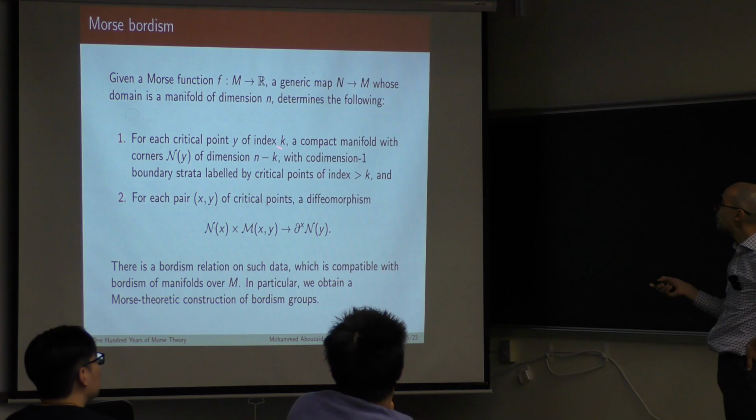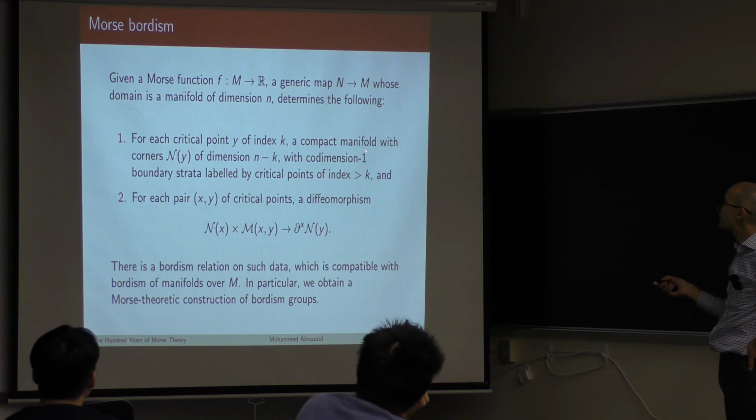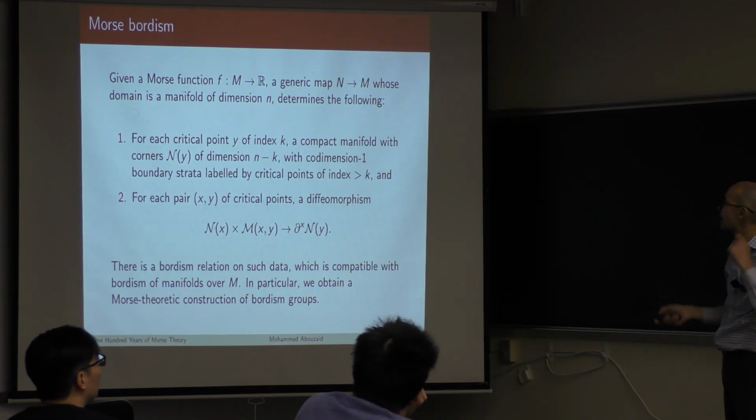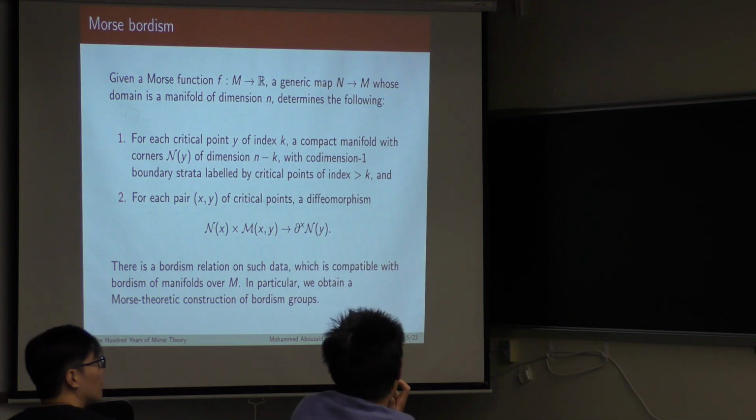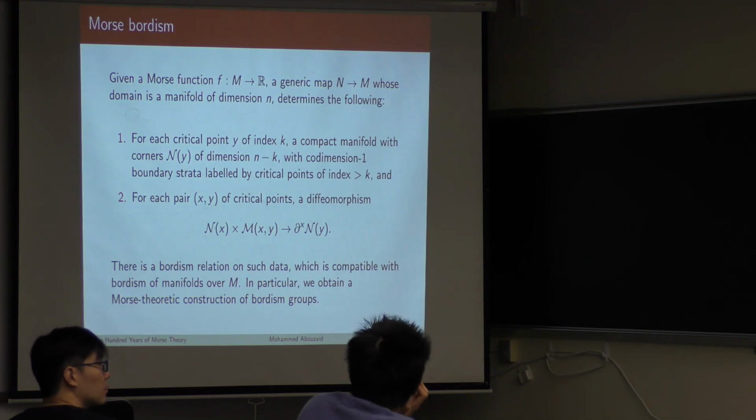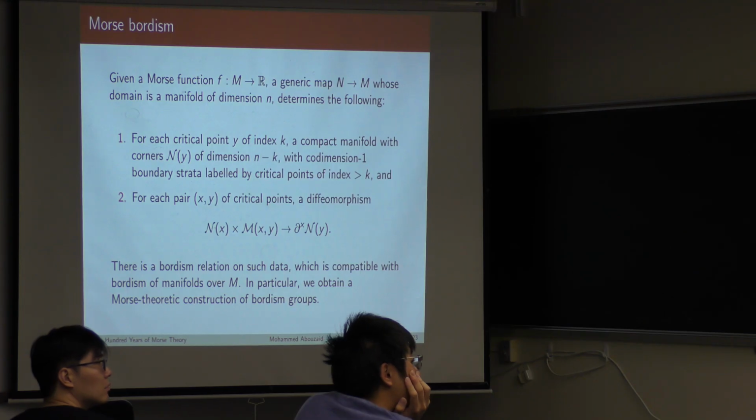For each critical point, of index k, we're now going to have a compact manifold with corners, and I'm going to use curly N of y. It has dimension n minus k. So now let me explain. How would I produce it? The simplest way to produce it, let me draw some picture.